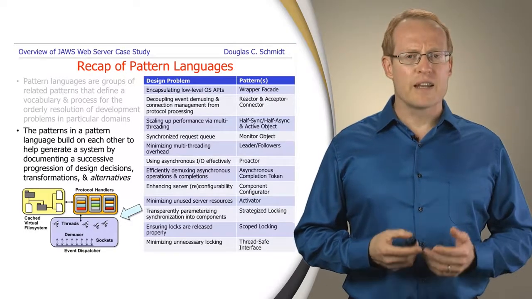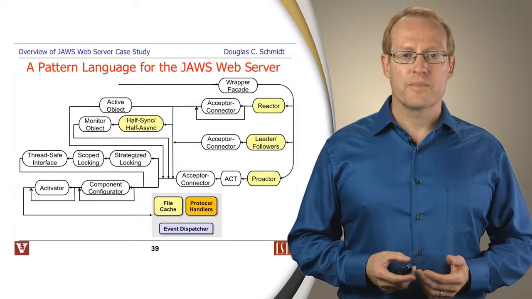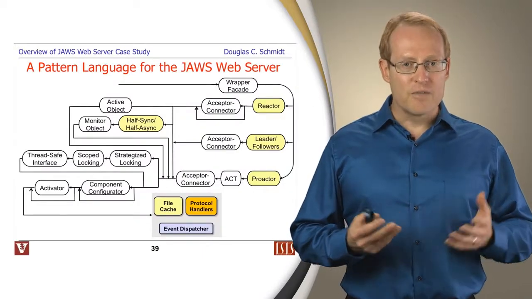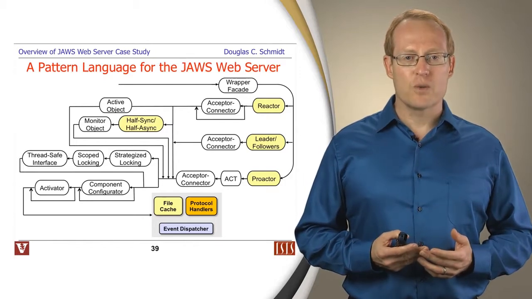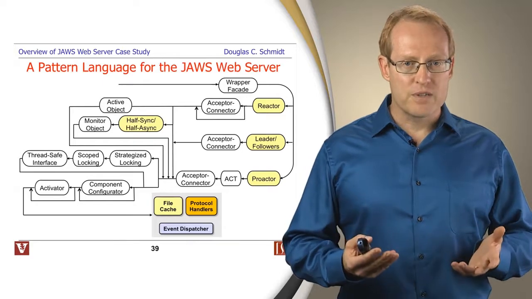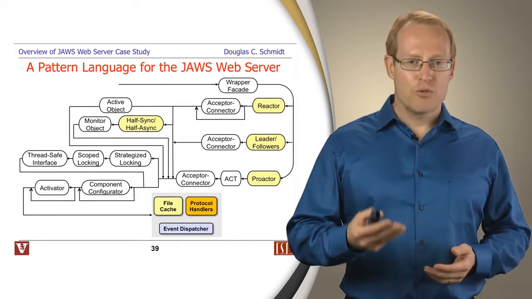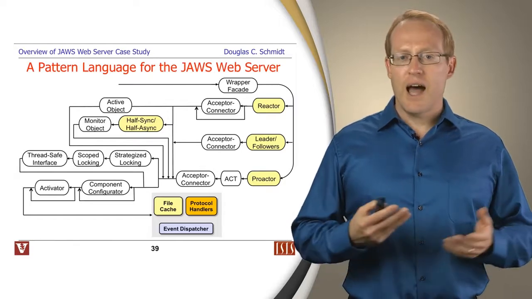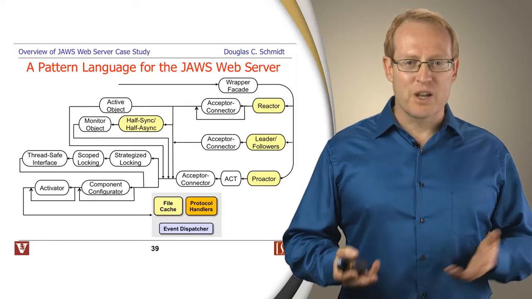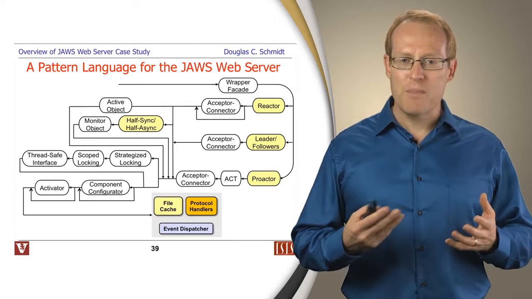So let's take a look at a number of the different paths we'll be exploring throughout the rest of this section. Here's a high-level view of the pattern language for the JAWS web server. As you can see, it includes all the patterns that we have summarized in the previous part of the module. Things like wrapper facade, reactor, acceptor connector, and so on. I'm not going to recap these here because we've already covered them. If you need to go back and rewatch that section to get an overview of what they mean, please do so at this point.